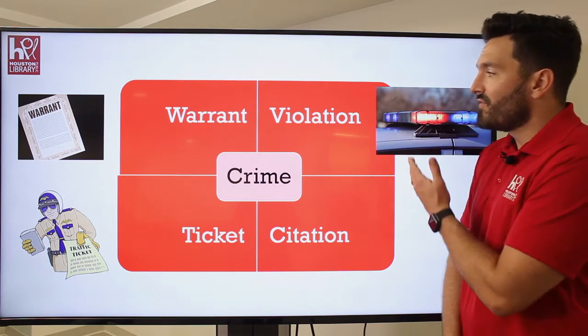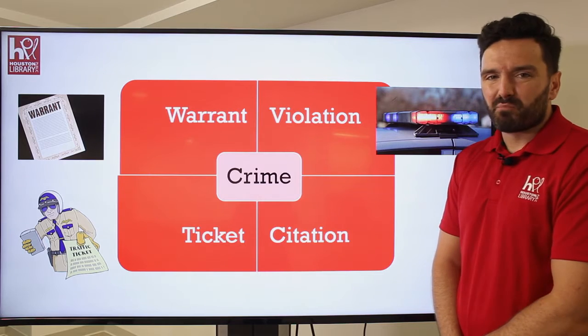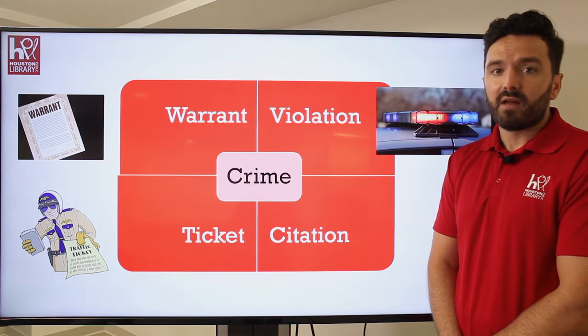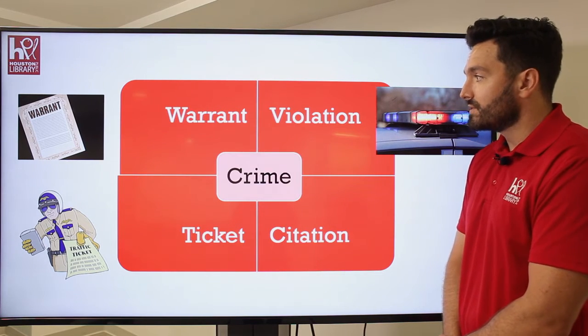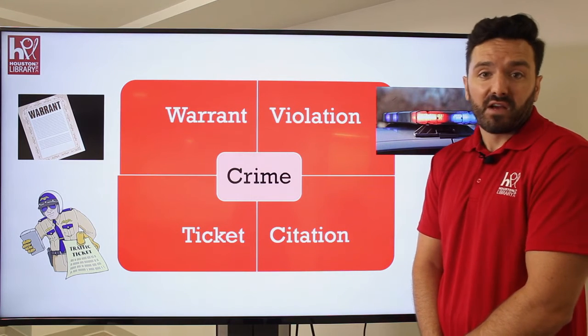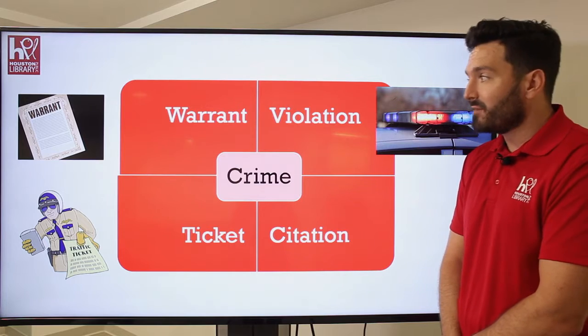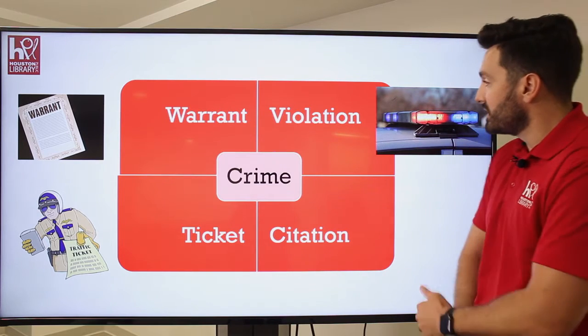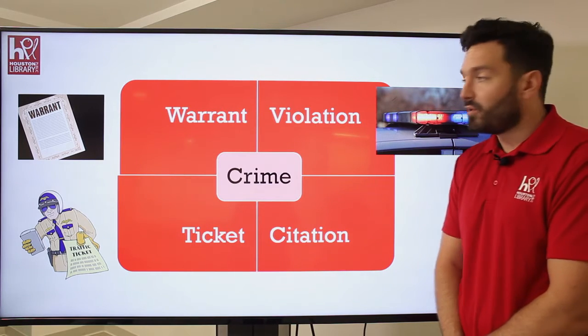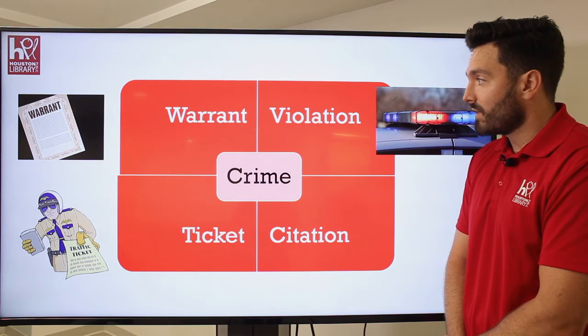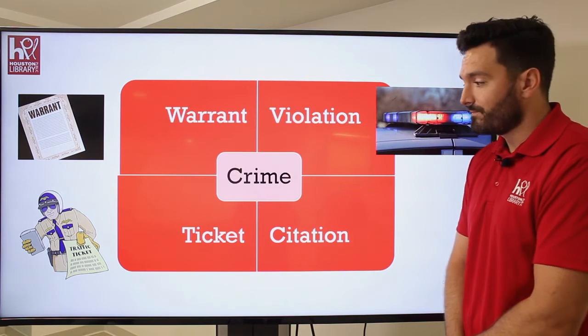I also want to talk about violations. A violation is just breaking the rules, is really what that means. It's a fancy word for breaking the rules. So you could commit a traffic violation where you drive too fast, and you might get pulled over for that. So the police might appear and pull you over for speeding, right? So a violation, breaking the rules.